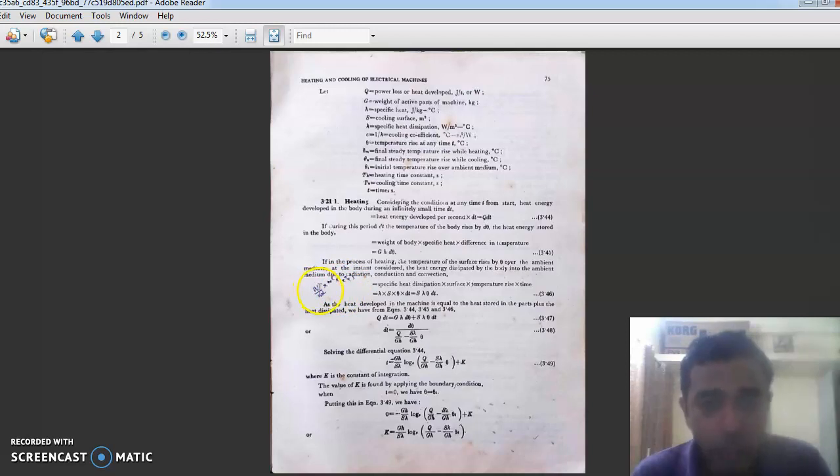Watts is actually joules per second. Seconds and seconds get cancelled. Again, we can see that heat energy dissipated has a unit in joules. So this is the second part. This is the first part.